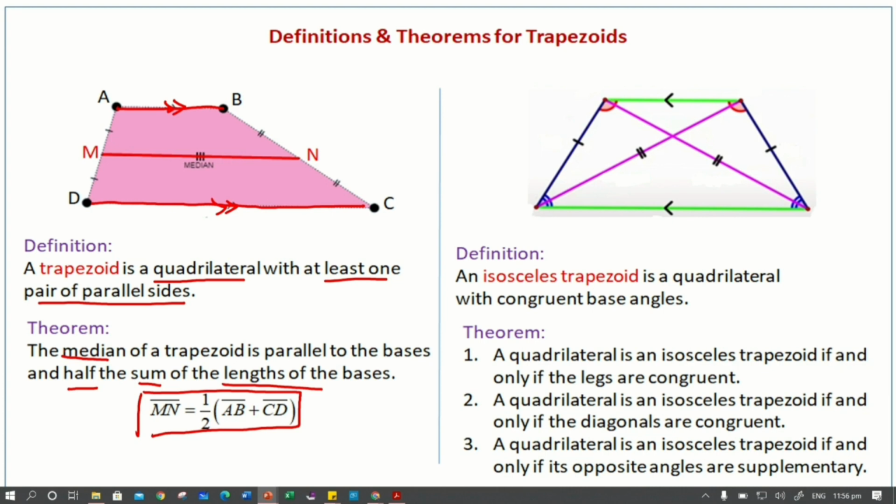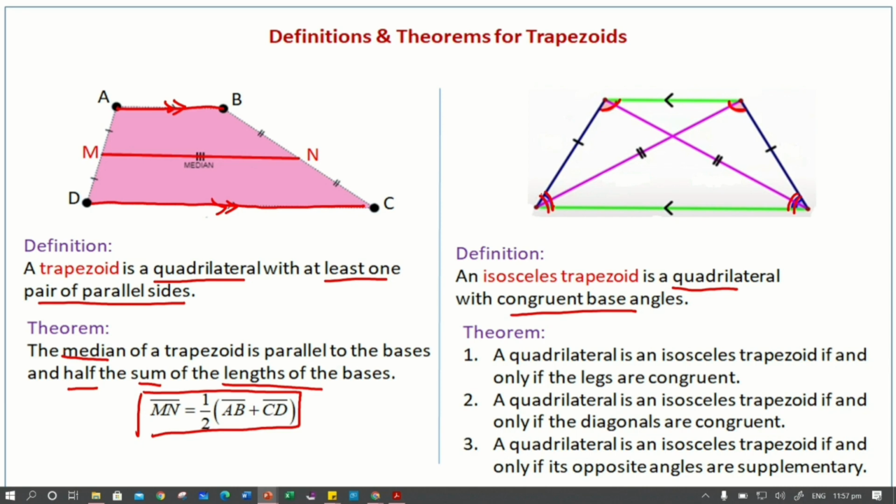But before that, let's proceed with the definition of isosceles trapezoid. Okay, an isosceles trapezoid is a quadrilateral with congruent base angles. And what are those base angles? Here, we have this one. These are base angles. Okay? Another base angle is here. So these are congruent and also this one. That is why an isosceles trapezoid is a quadrilateral with congruent base angles.